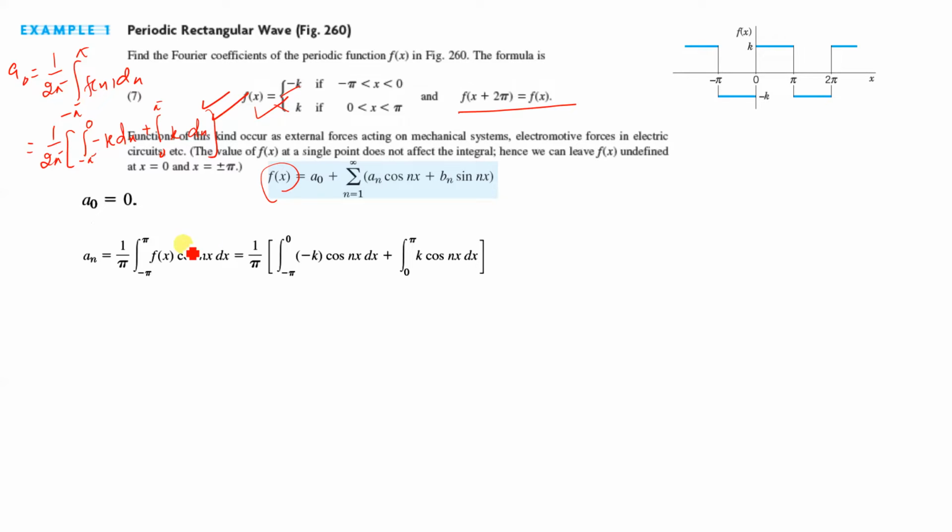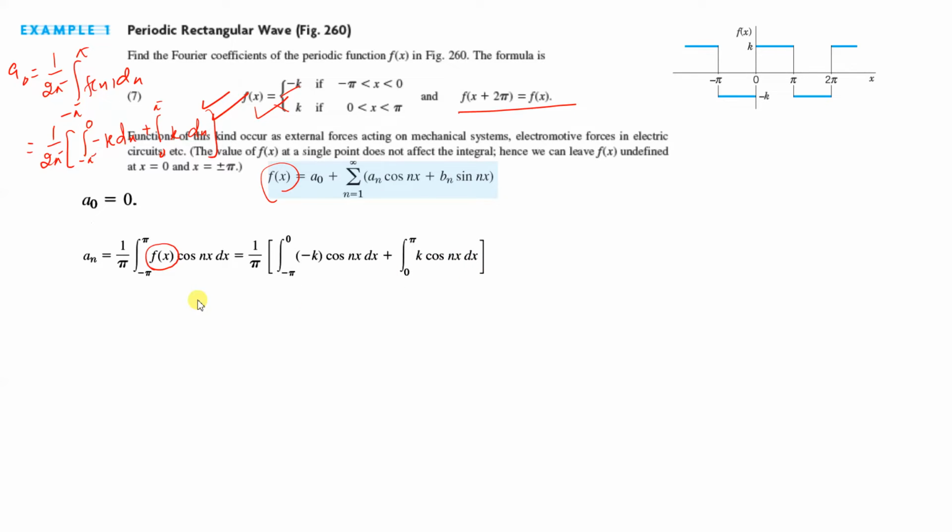So the value of an is equal to 1 over pi times the integral from minus pi to pi of f(x) cos nx dx. Again we are going to plug in the value of the function, which is defined piecewise. So we have to split this integral into two parts. For the minus pi to 0 interval, the value of the function is minus k. So this will become 1 over pi times the integral from minus pi to 0 of minus k cos nx, plus the integral from 0 to pi of k cos nx dx.